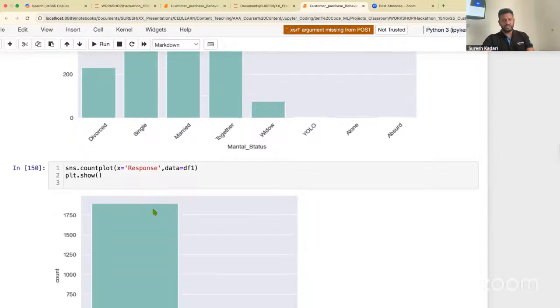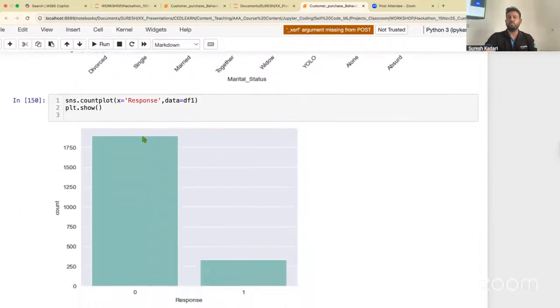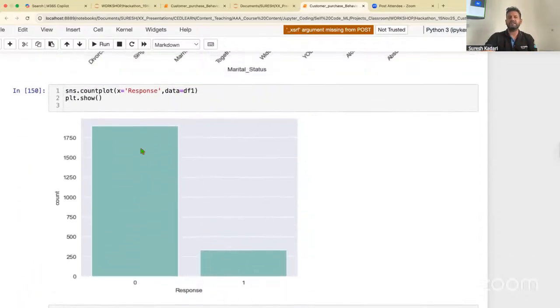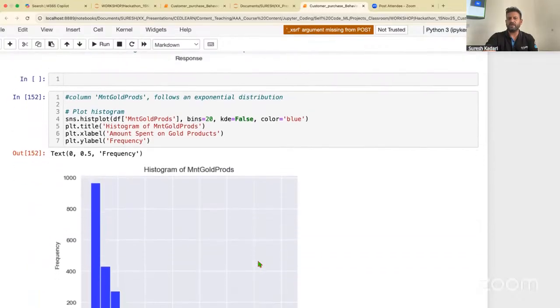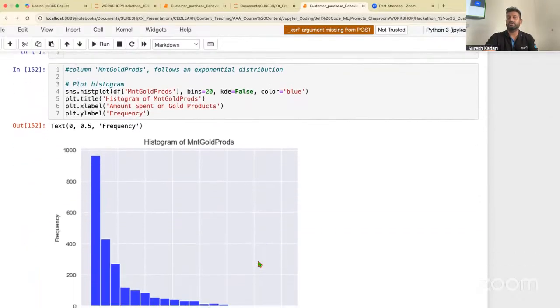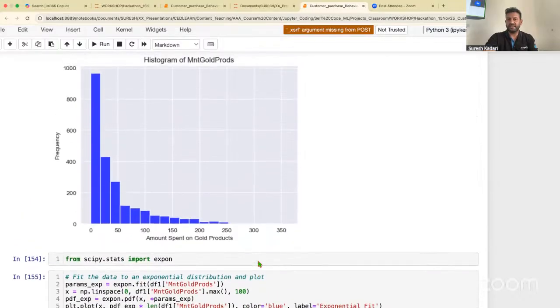Okay, good. Then I go with response. How many are responding actually? Zero. Less. More people are not responding. And I go with monthly gold production. See, monthly gold products. How many people are buying? Very less. And high product, less.